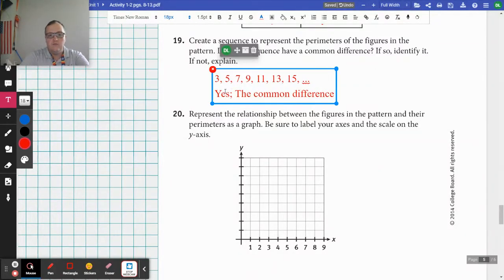The common difference is 2. Why do I write the common difference is 2? So that whoever's grading my paper knows that I know the common difference is 2. I don't want them thinking that I think the sequence is 2, that the answer to the question "does it have a common difference?" is 2.